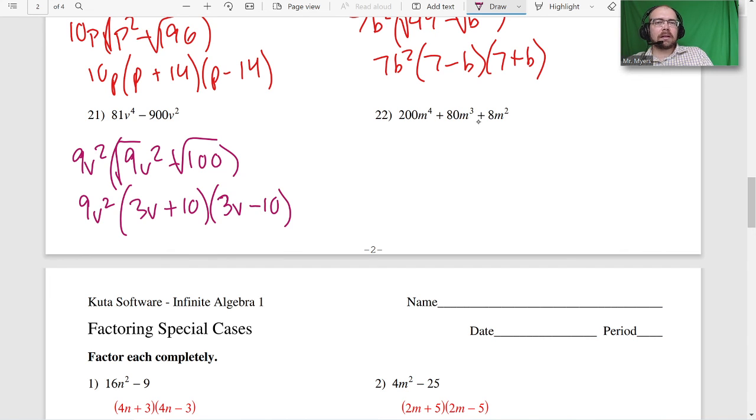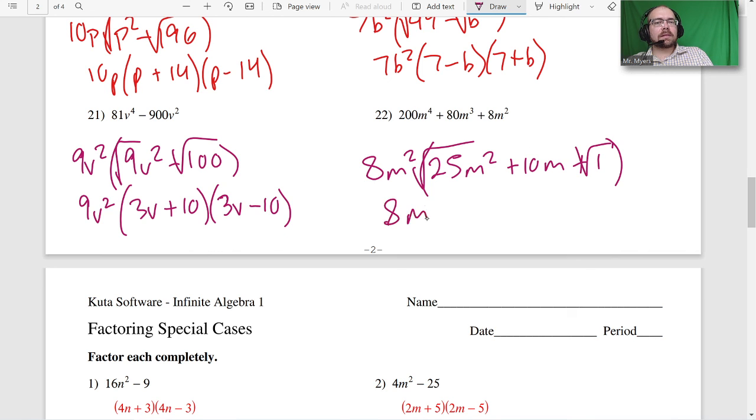All right, last one here. Looks like all of these divide by 8. And again, if you're not sure, you can always just kind of go for it and see what they divide by. You could factor tree them all. But it looks like they all divide by 8. So 200 divided by 8, that's going to be 25m squared. 80 divided by 8 is 10m. And 8m squared divided by itself is 1. Then I square root it. Then we have 5m plus 1 quantity squared.